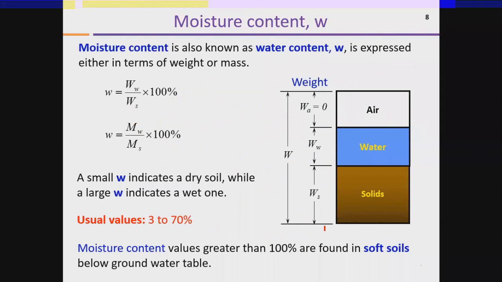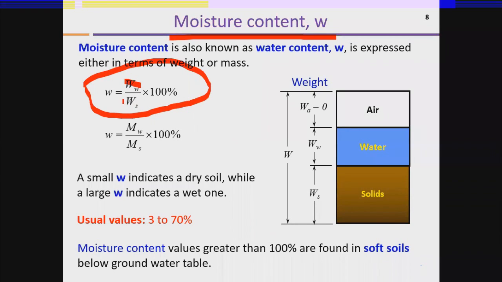Now what is moisture content? Moisture content or water content, they are one and the same thing, and water content is basically the ratio of the weight of water to the weight of solids times 100. So this is the weight of water and this is the weight of solids. This ratio will give us the moisture content present inside the soil system.